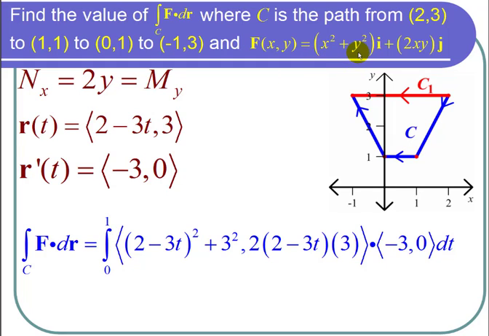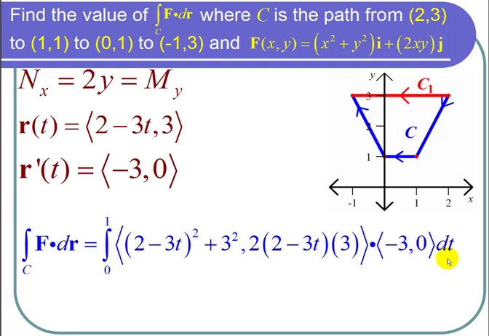Then we have x² + y². X is 2 minus 3t, y is 3, so I get (2 - 3t)² + 3². Then we have 2xy, and that's comma 2 times x, which is 2 minus 3t, times y, which is 3. And I dot that with r prime of t, which is (-3, 0), then times dt.